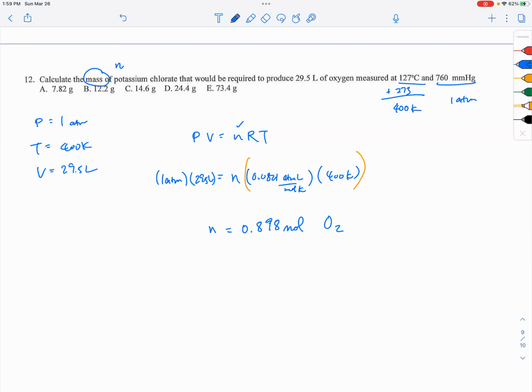Tell me what you type in the calculator. Divided by, ooh, no. You were solving for n, so you divide this over.